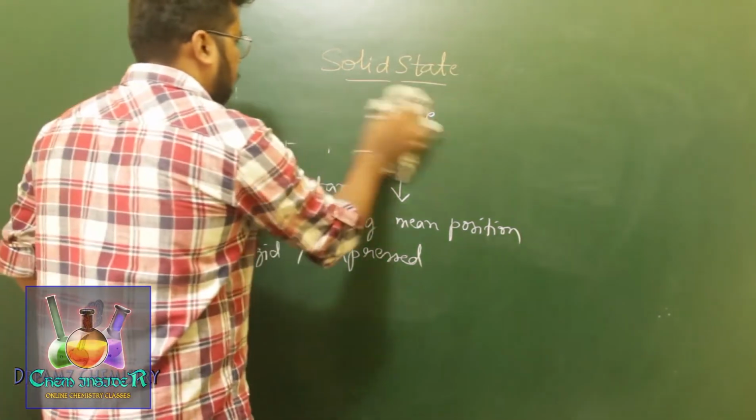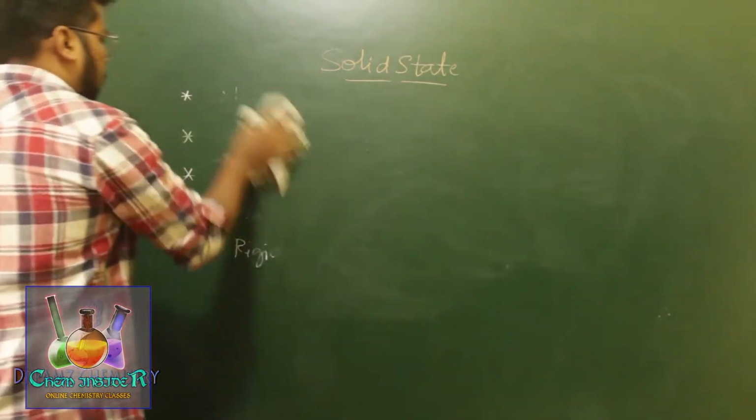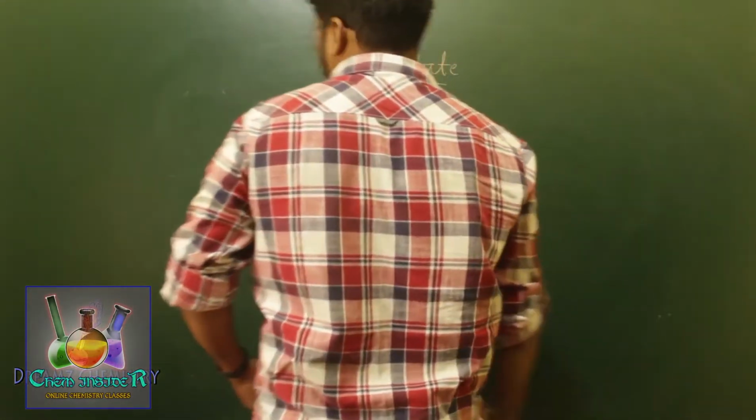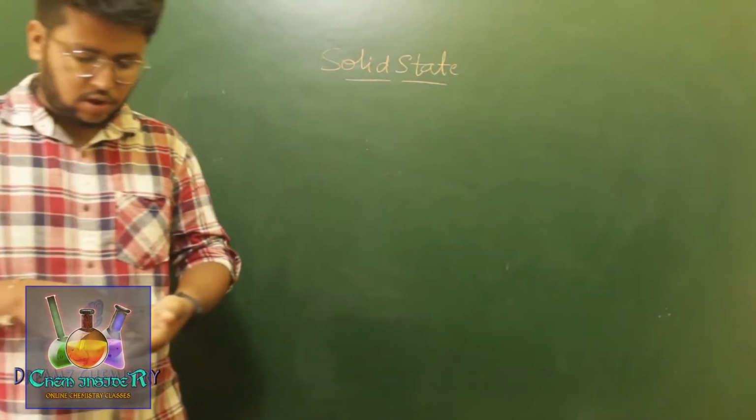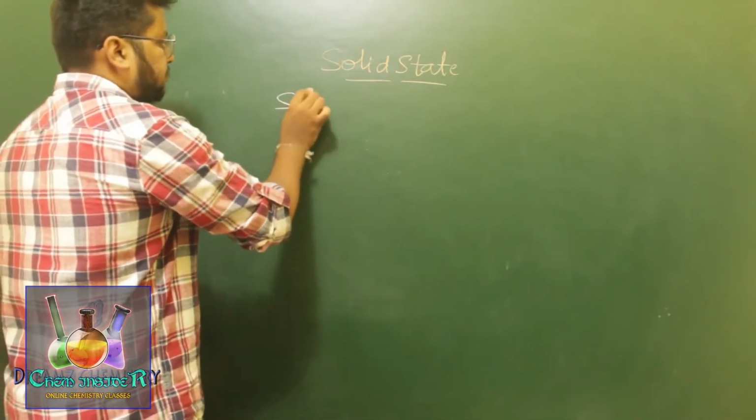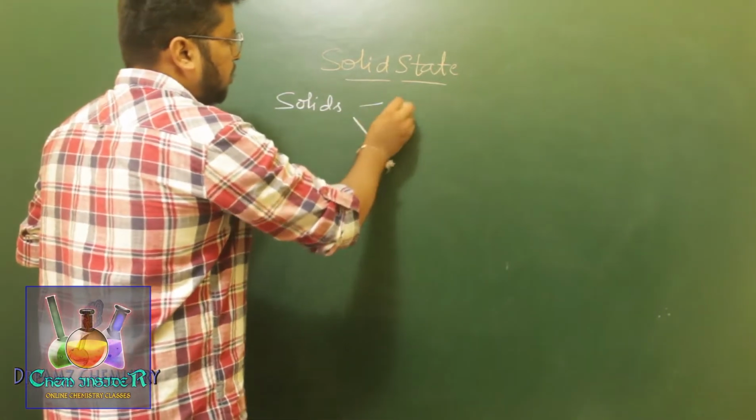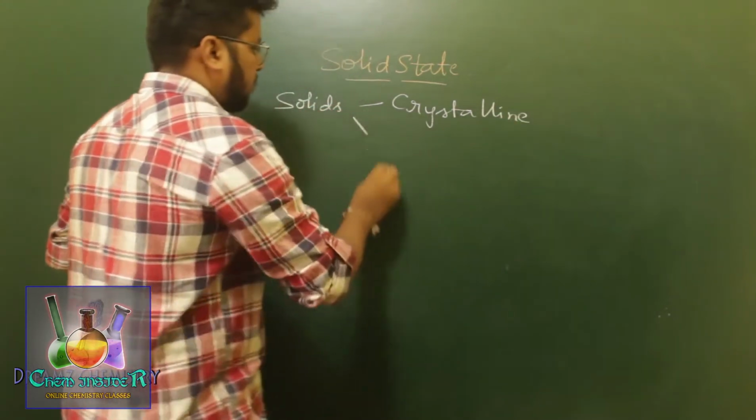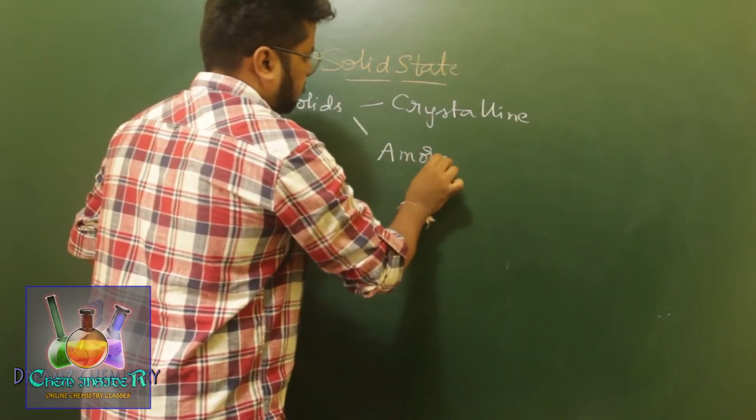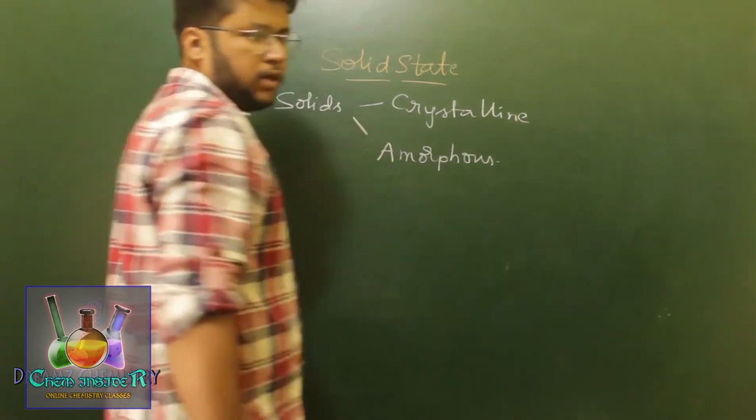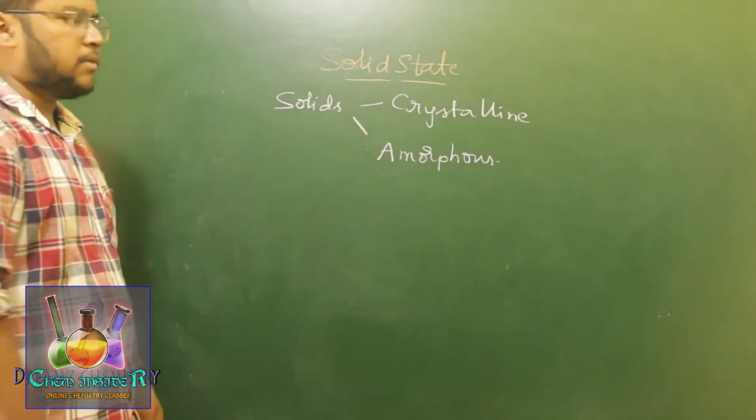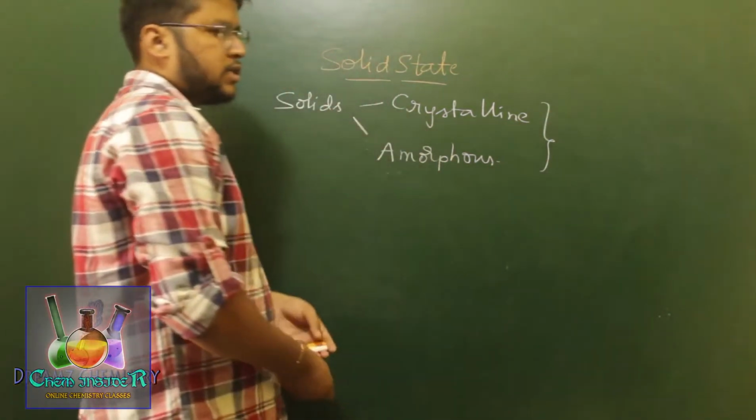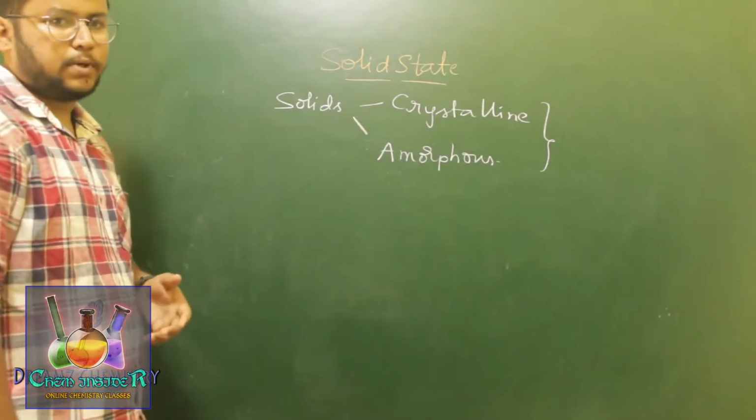Now how will you classify these solids? Depending upon these properties, solids are classified into two types: crystalline solids and amorphous solids. One is crystalline solid, the other is amorphous solid. These two solids have a wide range of different properties among themselves. So why do these different properties arise?